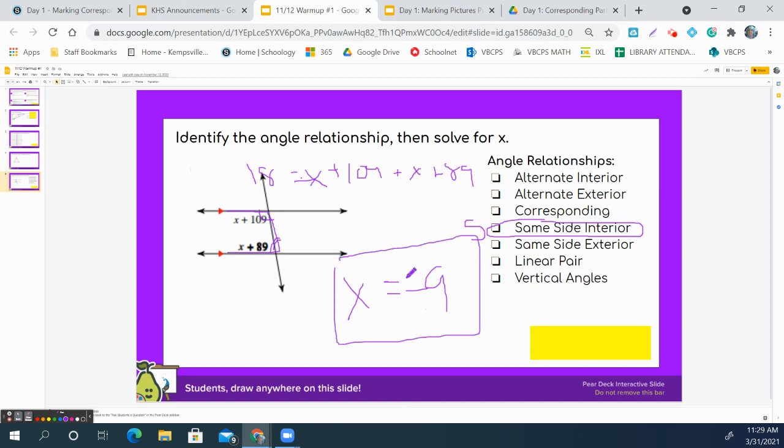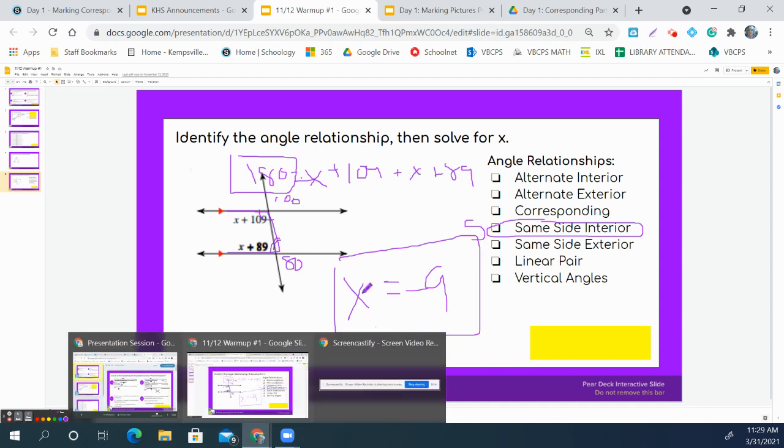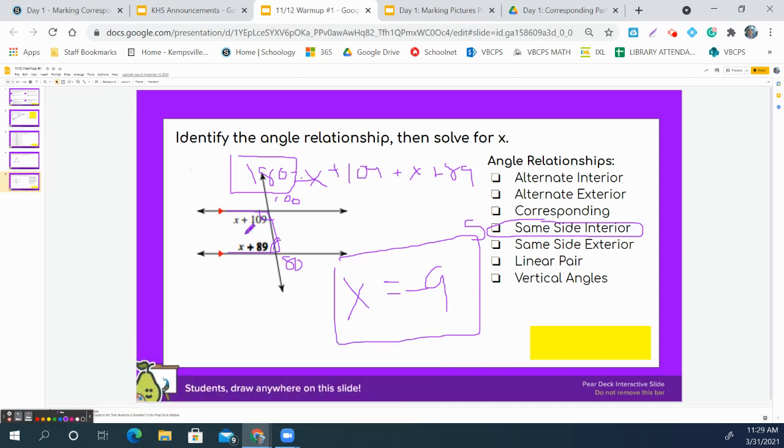When you substitute that negative 9 in, this angle is 100 degrees. And when you substitute it in here, that angle is 80 degrees. 80 plus 100 equals 180. So we know we've done it correctly. Even though you get a negative x, you've got positive angles, and that's okay. But it should cause you to question your answer just for a moment.